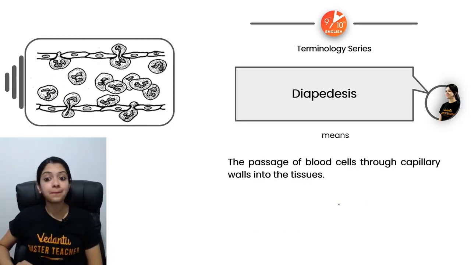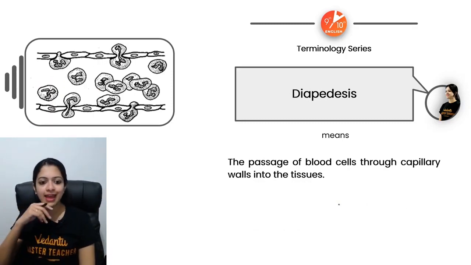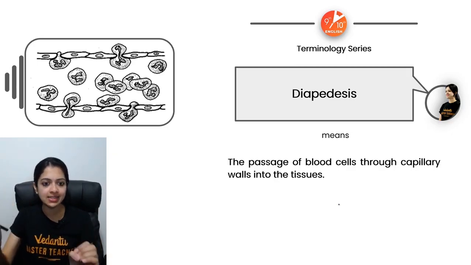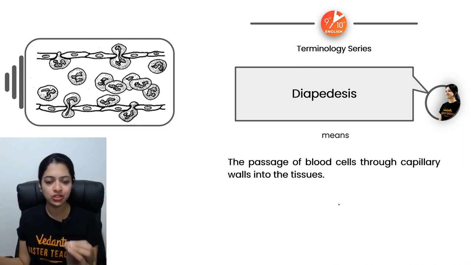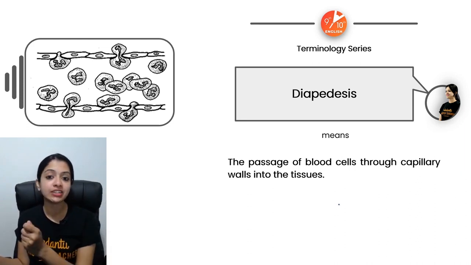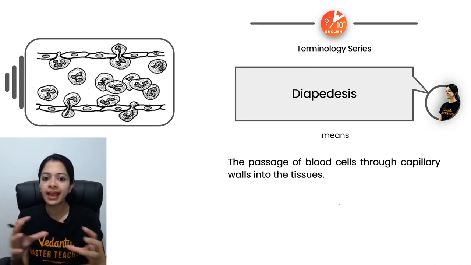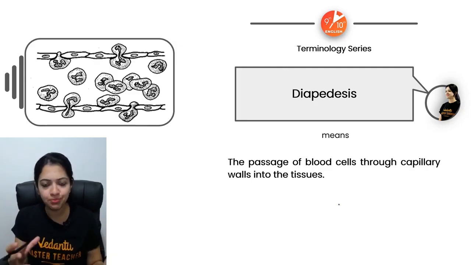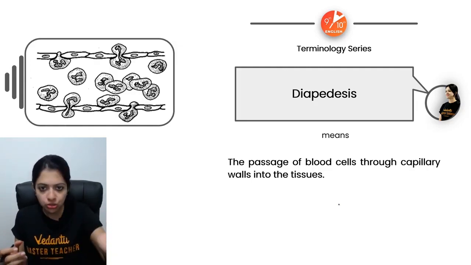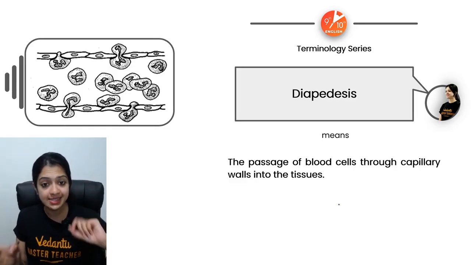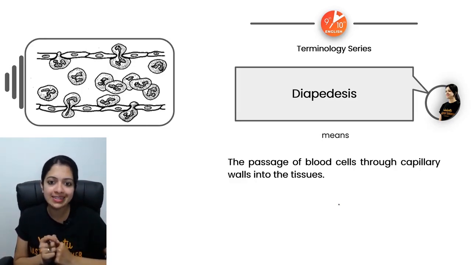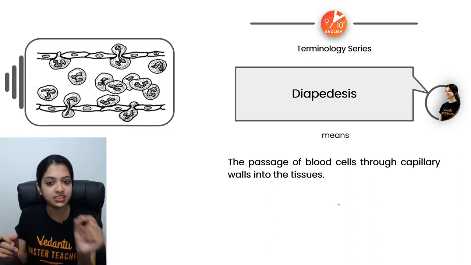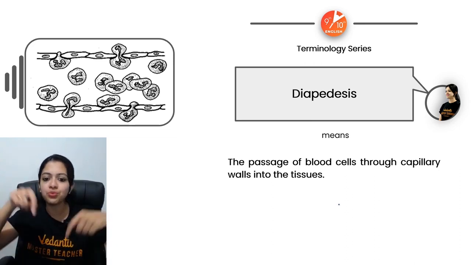Now, diapedesis. Diapedesis and phagocytosis are two important terms that every ICSE Class 10 student must know, because one of the questions that are popularly asked in section B will give you the diagram of these processes. Usually it is this one that's given, diapedesis. You will be asked to identify what exactly the process occurring here is. So this is it. The passage of blood cells through the capillary walls into the tissues.